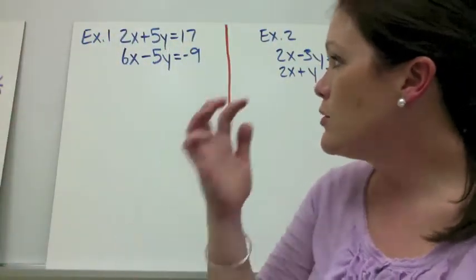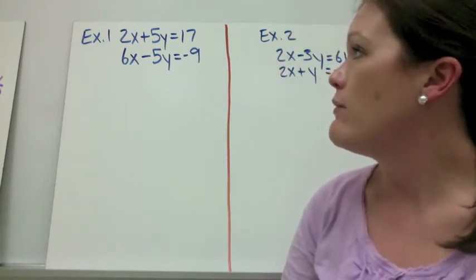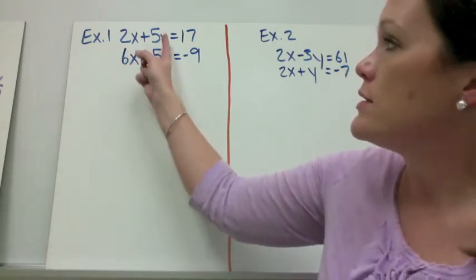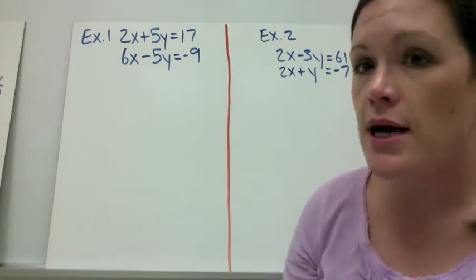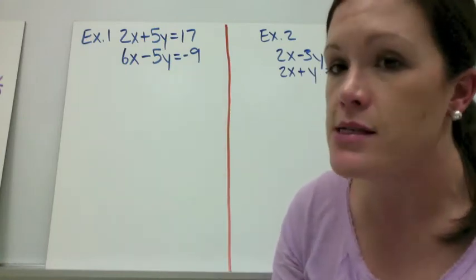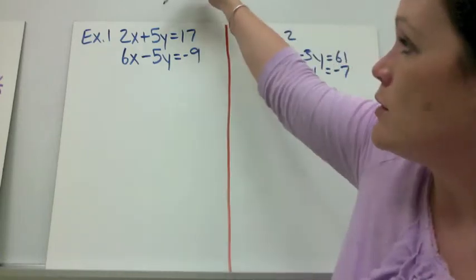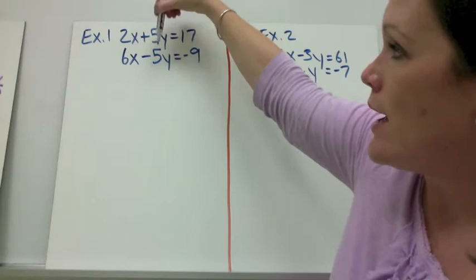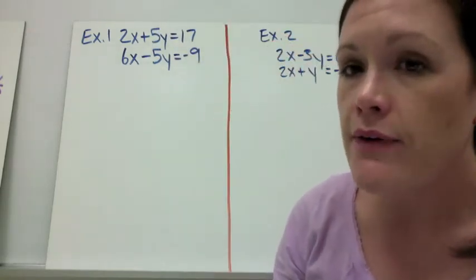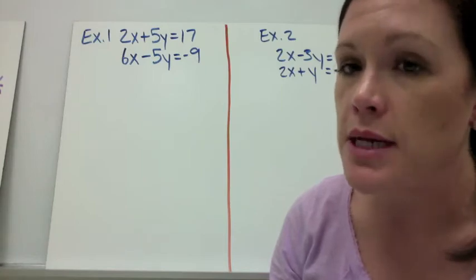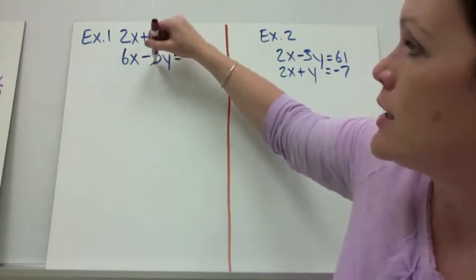For my first example, I have 2x plus 5y equals 17 and 6x minus 5y equals negative 9. Notice they're in standard form. They have the x, they have the y, and they have the constant term lined up. So this would be the easiest method to use. What could we eliminate? In other words, you want them to add up to 0. Right now, 5y and negative 5y are already ready to eliminate. There's no need to multiply these equations if they already cancel out.